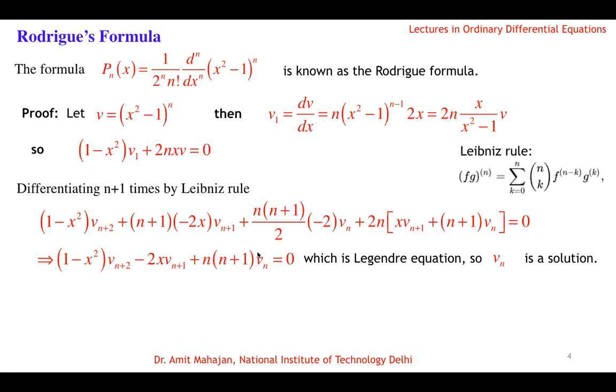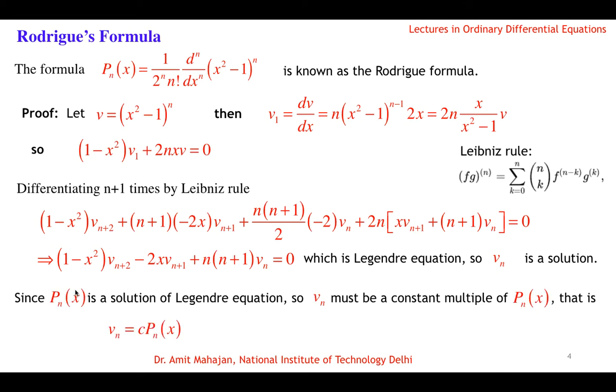But we know that the Legendre function Pn(x) is a solution of this equation. Because Pn(x) is a solution of this equation and vn is also a solution, vn must be a constant multiple of Pn(x). That is, we can write vn equals C times Pn(x). Since v is known, and vn means the nth derivative of v, C times Pn(x) can be written as the nth derivative of the function (x squared minus 1) to the power n.